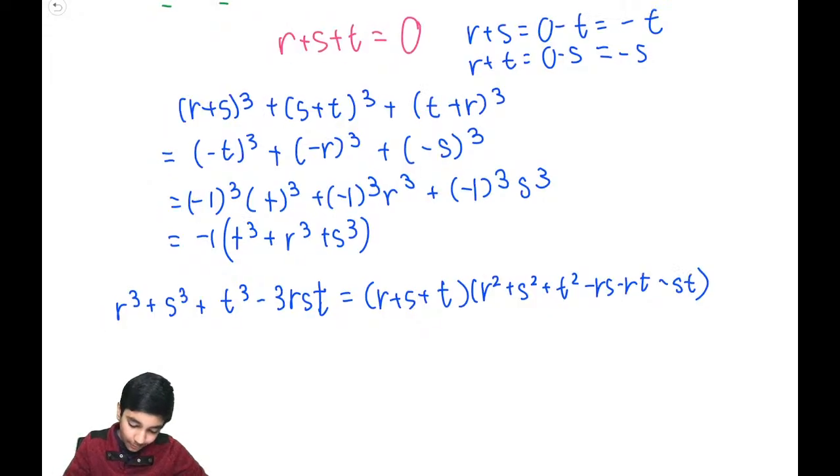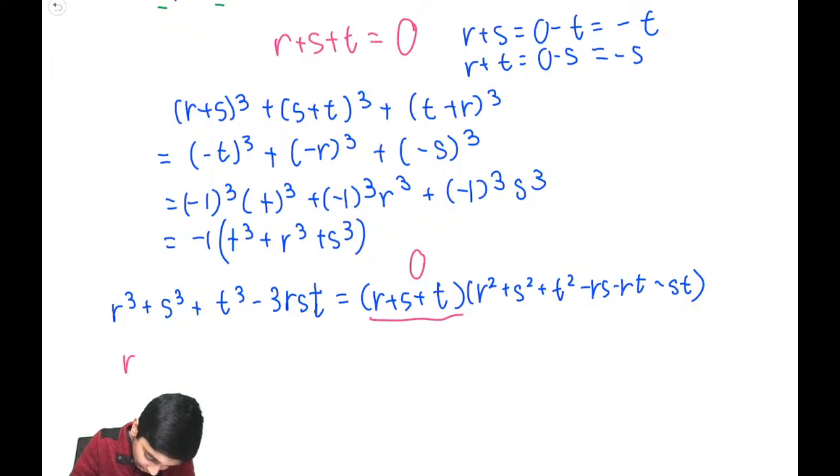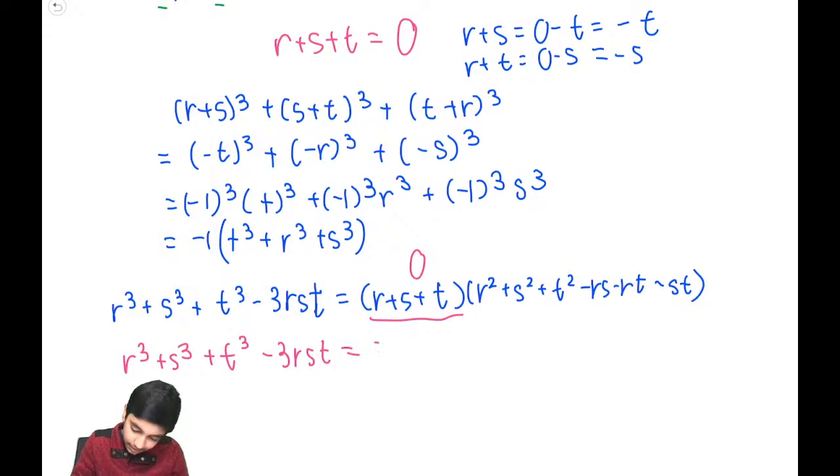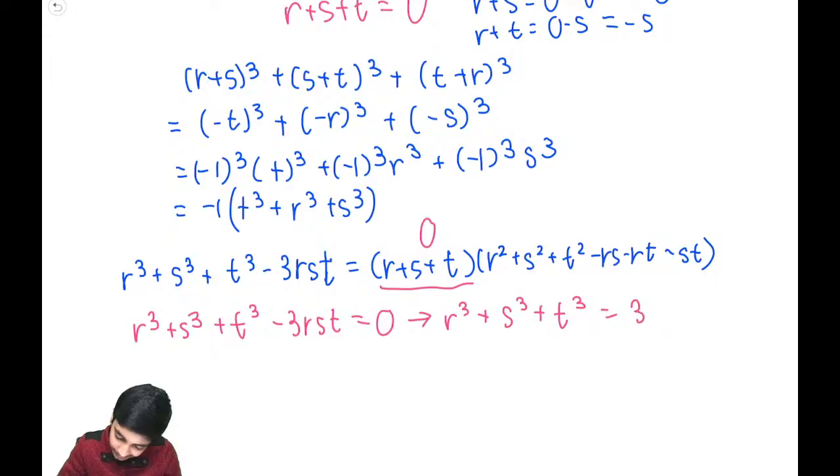Okay, so now what? Well, we know that r plus s plus t is 0. So if r plus s plus t is 0, then this is just 0, right? And this whole thing becomes 0. So you have r cubed plus s cubed plus t cubed minus 3rst is just 0, because 0 times anything is 0. So that means we have r cubed plus s cubed plus t cubed is 3rst.